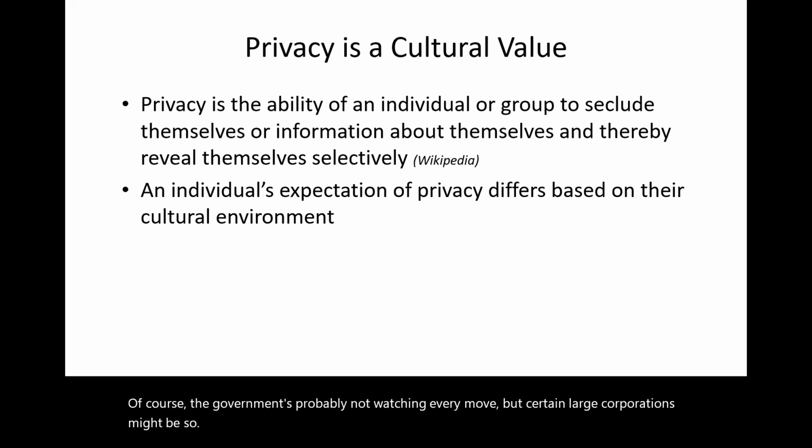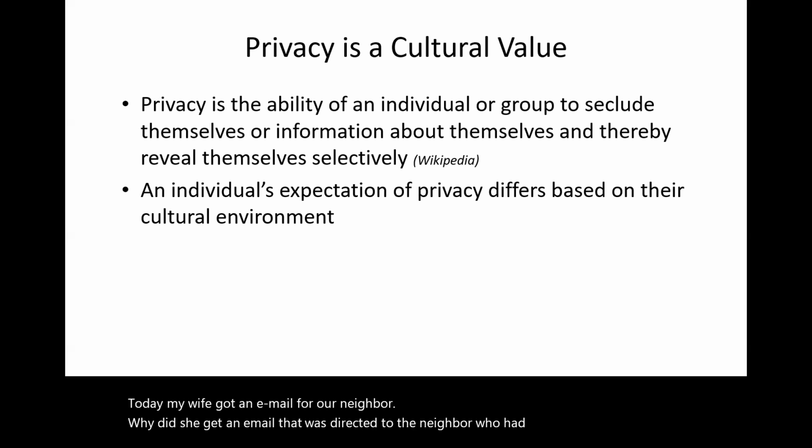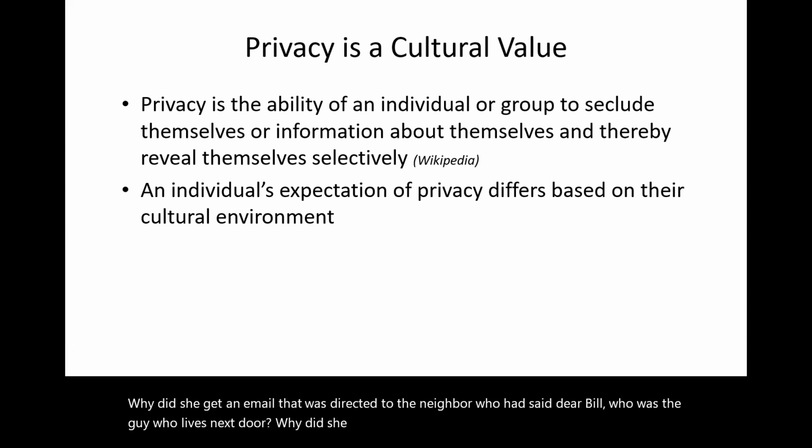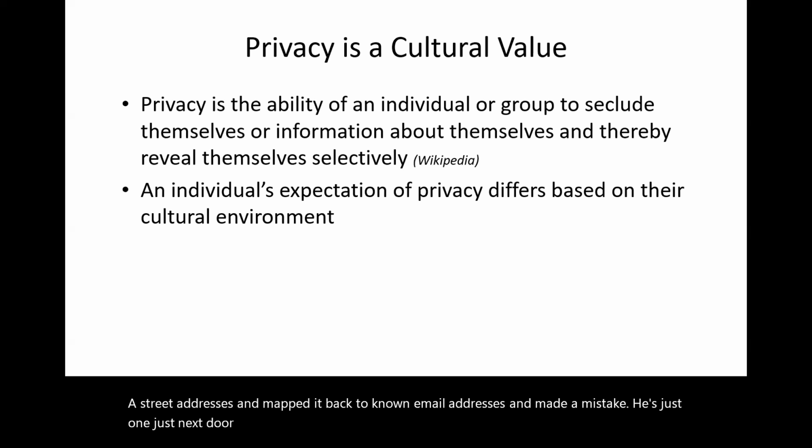today, my wife got an email for our neighbor. Why did she get an email that was directed to the neighbor? It said, "Dear Bill," who is the guy who lives next door. Why did she get an email for him? Unless somebody had a system that looked at street addresses and mapped them back to known email addresses and made a mistake. He's just next door. But that was weird. That was a combination of information from multiple sources with an error in it.